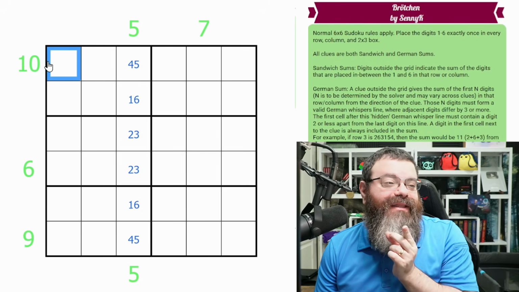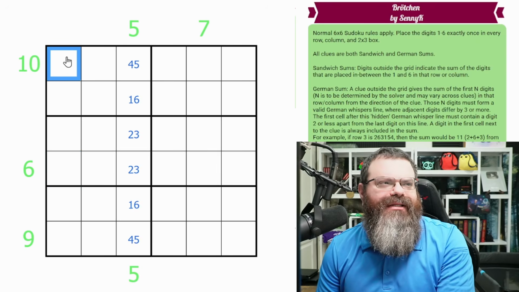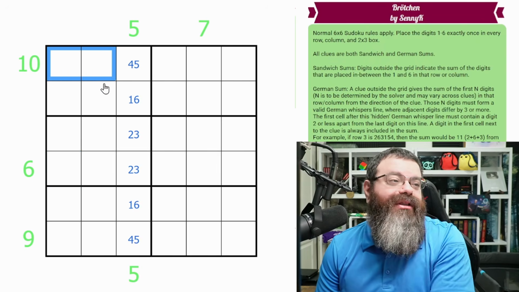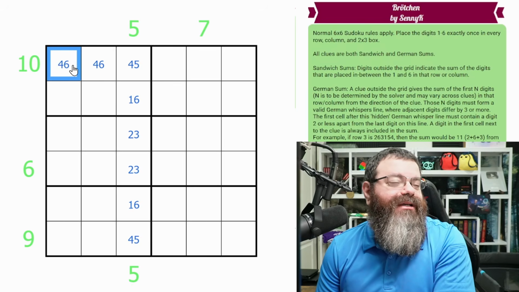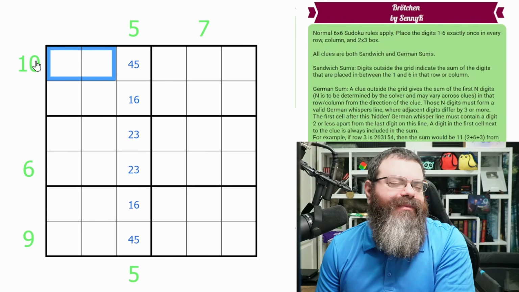you know what I should do? I should look at this 10 next, and maybe this 9, maybe this 6. But we'll start with the 10. It's the biggest. Because we know this 4 5 is part of our 10 sum. Because the only way to add to 10 in 2 digits is 4 6, and those are not 2 apart, so they wouldn't actually work as a German sum. So we're looking at the German sum for 10.